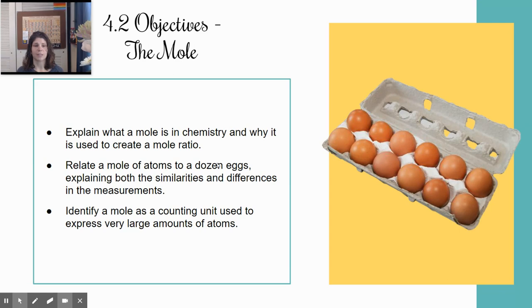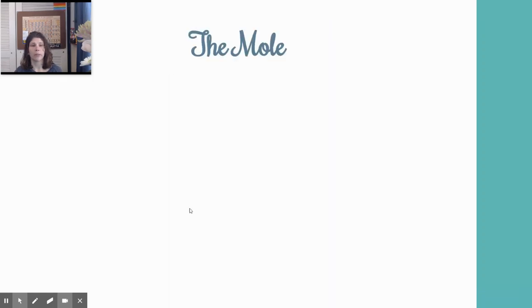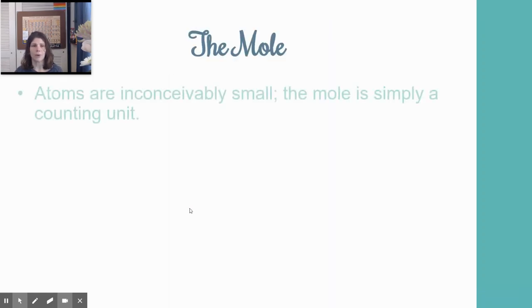It's a counting unit. It's similar to a dozen in that it's a counting unit, but it's different than a dozen in that instead of 12, we're talking about way more. And I believe we went over this when I saw you in the afternoon. So the objectives for today is to understand really what a mole is. So what is a mole?